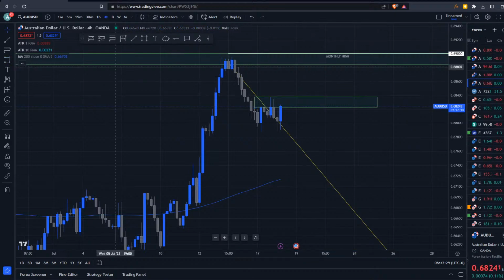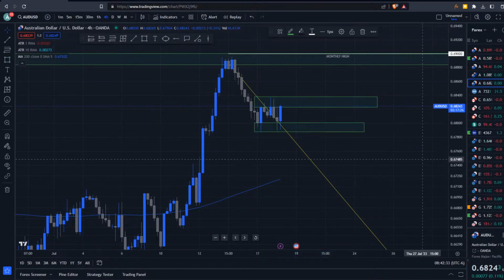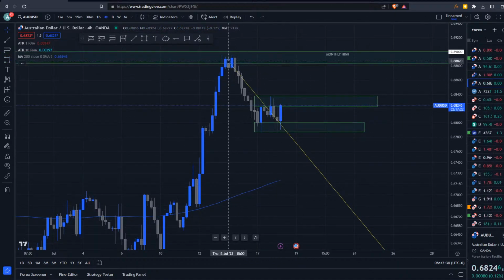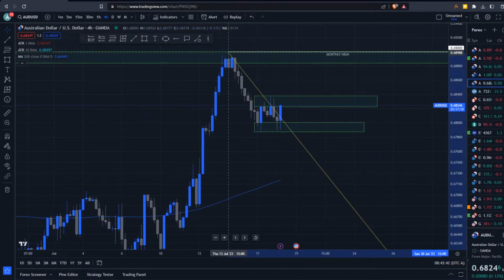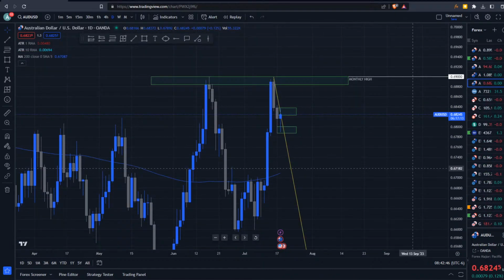You can see it hitting this 4-hour area here. It's retesting it now. Retested the bottom. If I was to take a trade, I would wait for it to break this zone and then head lower and target that monthly range. But as of right now, I would wait.